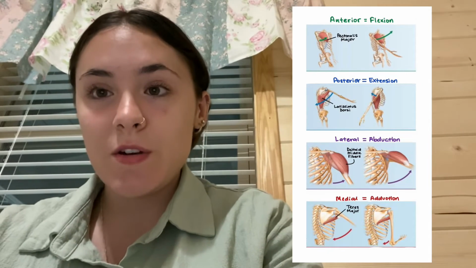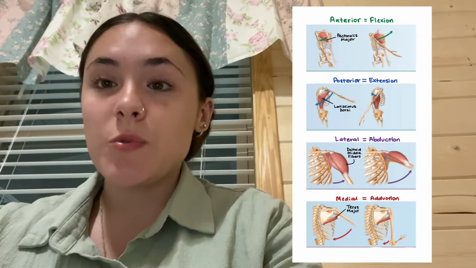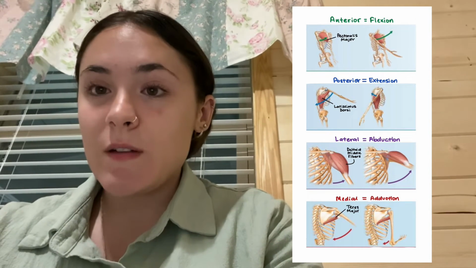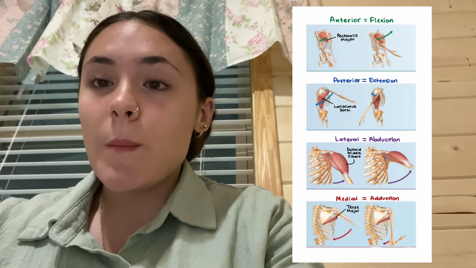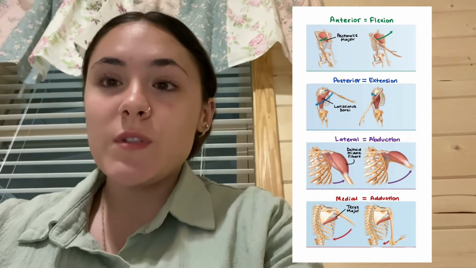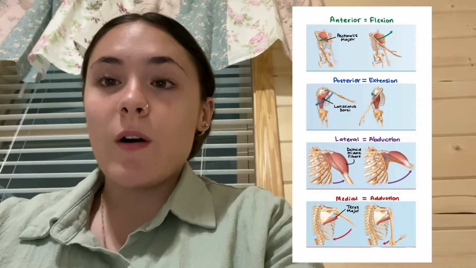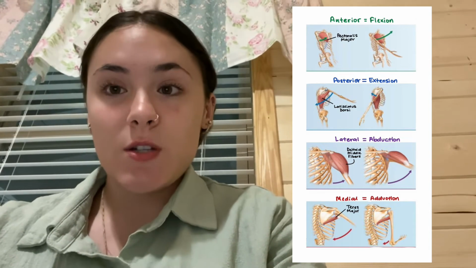Muscles on the anterior side of a joint produce flexion, while opposing groups of muscles on the posterior side of a joint produce extension. Similarly, muscles that cross the lateral side of a joint produce abduction, while muscles that cross the medial side of a joint produce adduction.